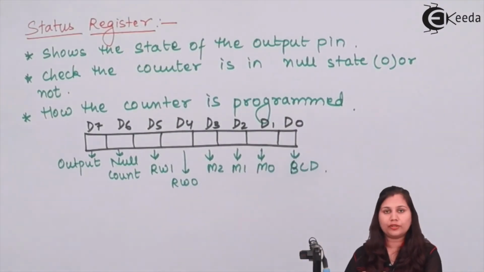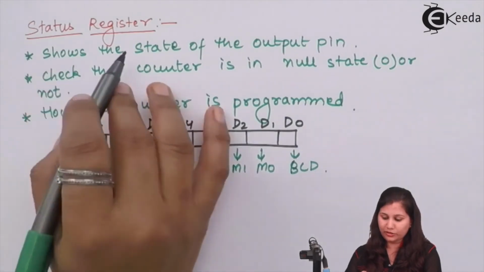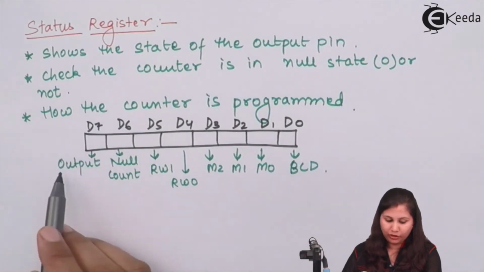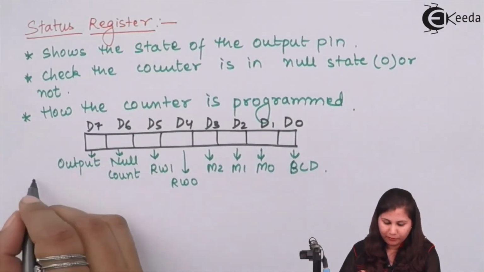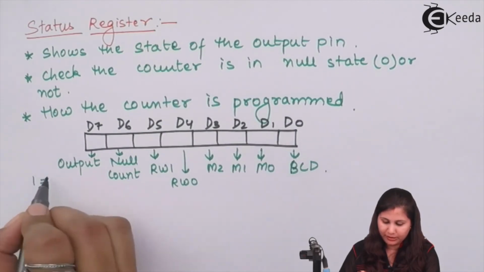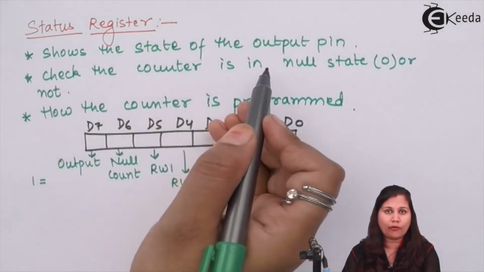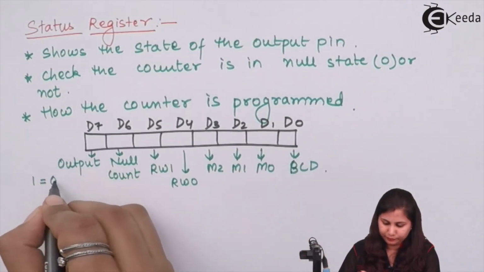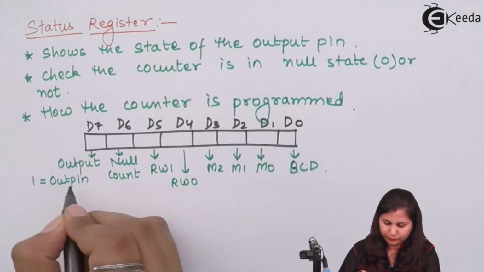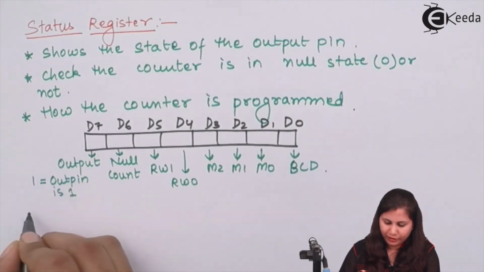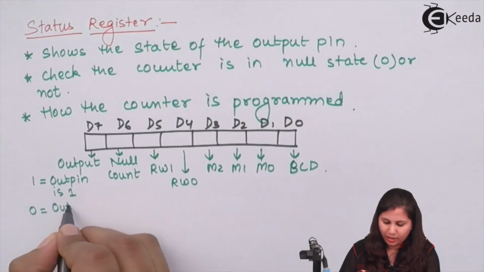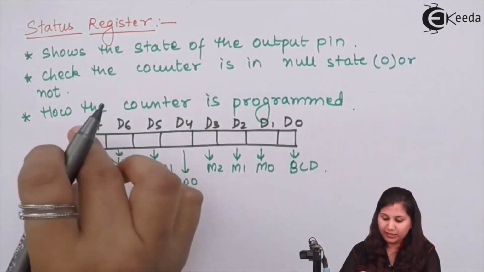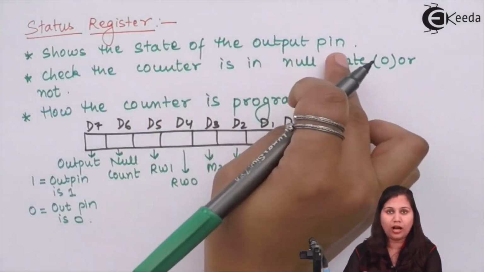So this is the control word for this status register. These are the 8 bits for it. The D7 bit is for the output pin. If this D7 bit is 1, it means that the out pin of the selected counter is 1. And if it is 0, it means that the out pin is 0. So this status register shows the state of the output pin.